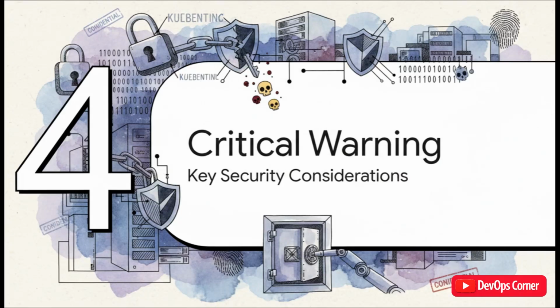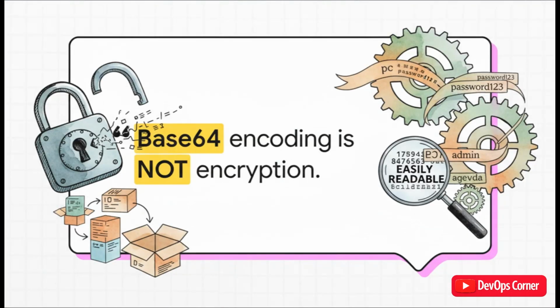Okay, before we finish up, I really need you to lean in for this part. This is probably the single most important takeaway of this entire explainer, and it's all about the security of Kubernetes Secrets. I want you to burn this sentence into your brain. I'm going to say it loud and clear. Base64 encoding is not encryption. It's just a way to represent binary data as text. It offers zero actual security.